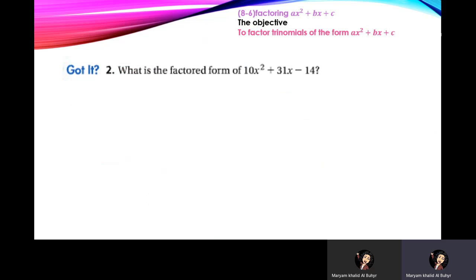Here, we have the AC. What is AC? It is these two numbers. So AC gives me 10 times -14. It is -140. All right, I'm going to think about two numbers. Once I multiply them, I will get -140. Once I add them, I will get what I have. So the addition for this here is 31. So I'm going to get equals to 31 positive.